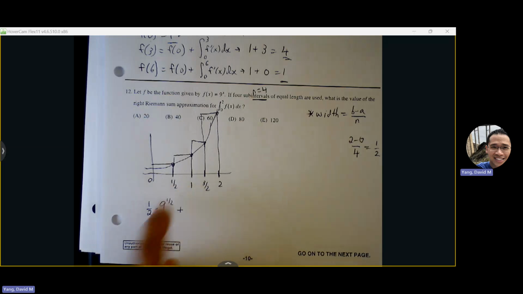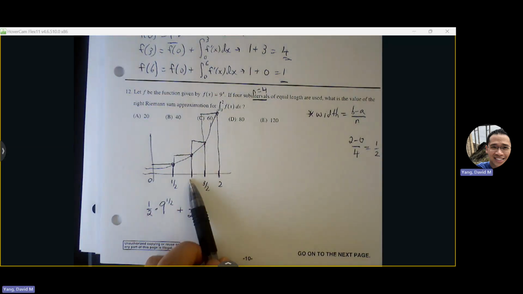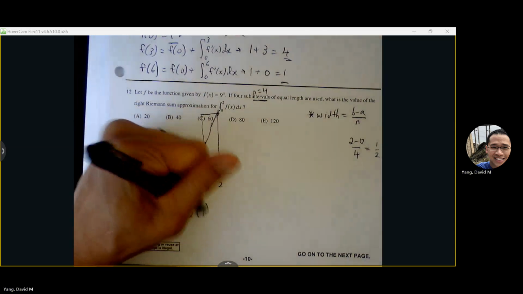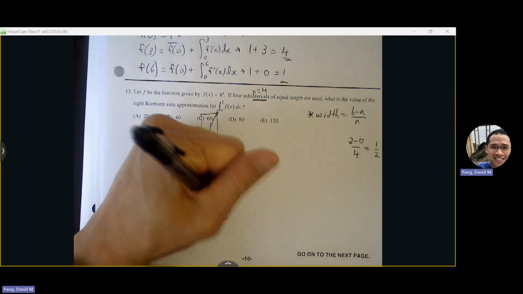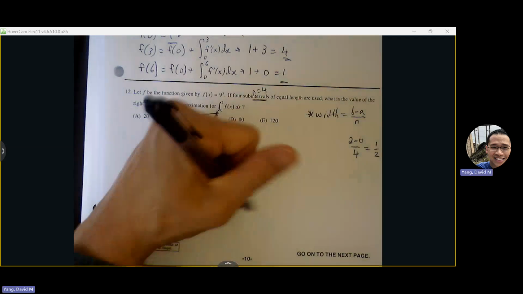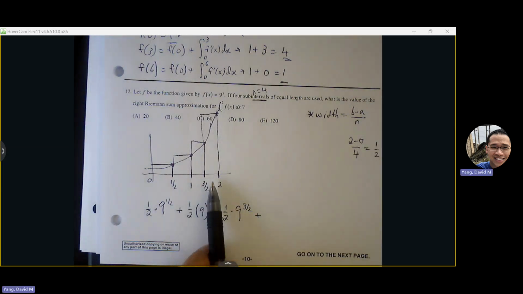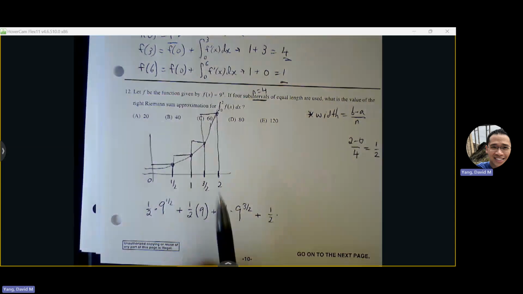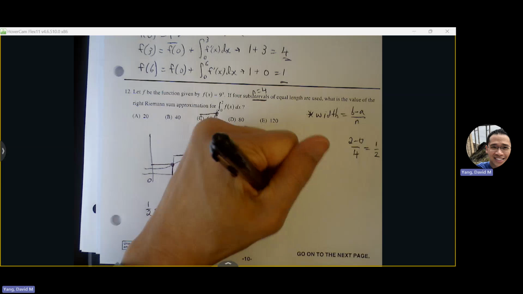Second rectangle has a width of 1/2 as well. Height is whatever this y value is. So if I plug 1 into x to get the y value, 9 to the first power is just 9. Next, width still 1/2, my height: plug 3/2 into the function, 9 to the 3/2. We can figure that out later. And finally, 1/2 is the width, height: plug 2 into the function. My function is 9 to the x, so it's 9 squared, which is 81.